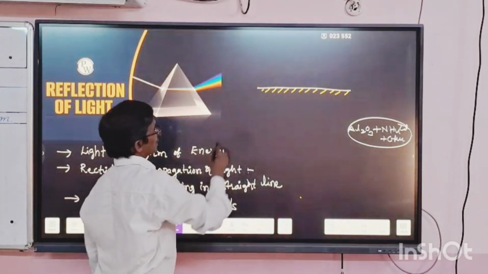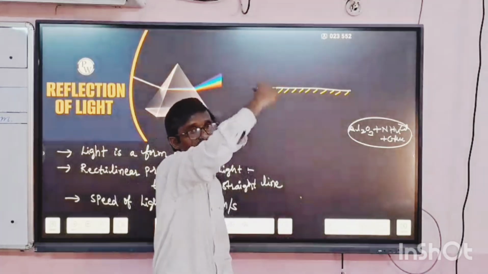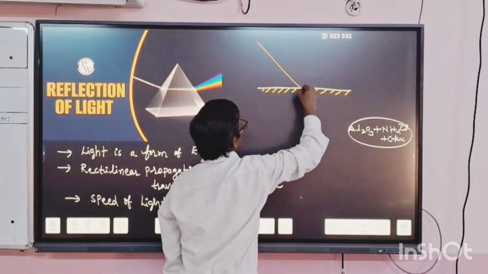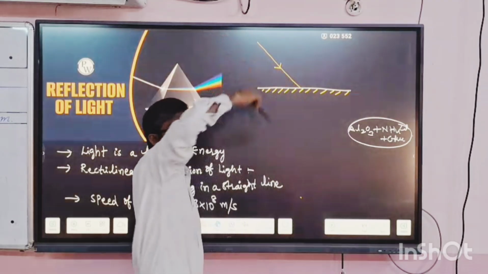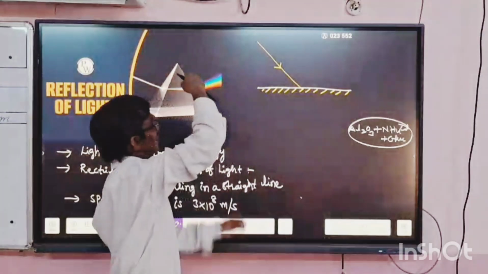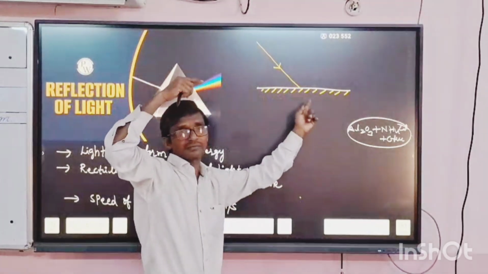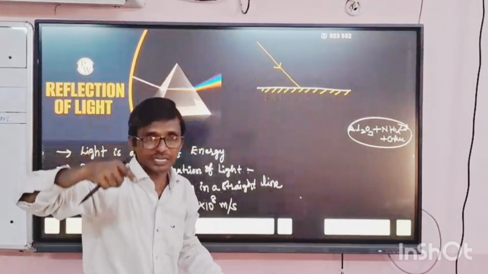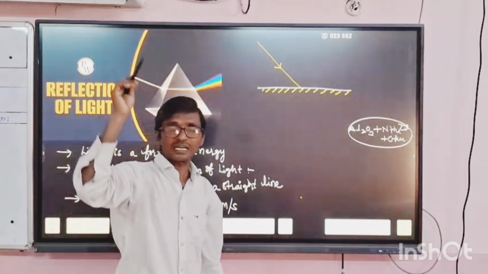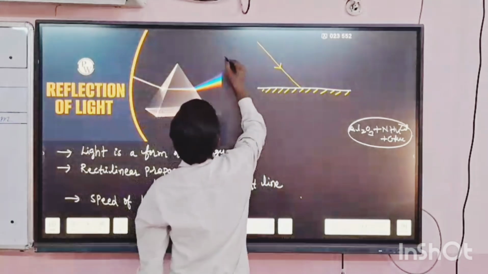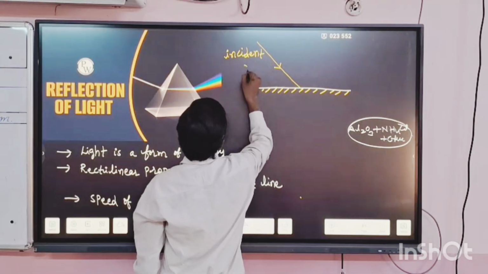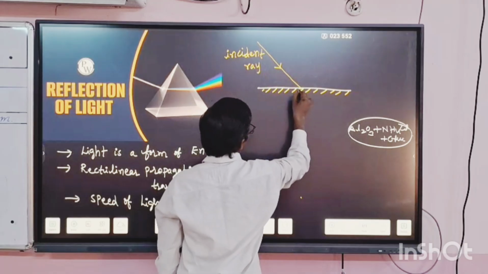Suppose light is falling from a source of light, sunlight or torch light, on the mirror. The light which is coming from the source and is incident on the mirror at one point is called the incident ray. This light comes from the sun, tube light or torch light. These are incident rays.